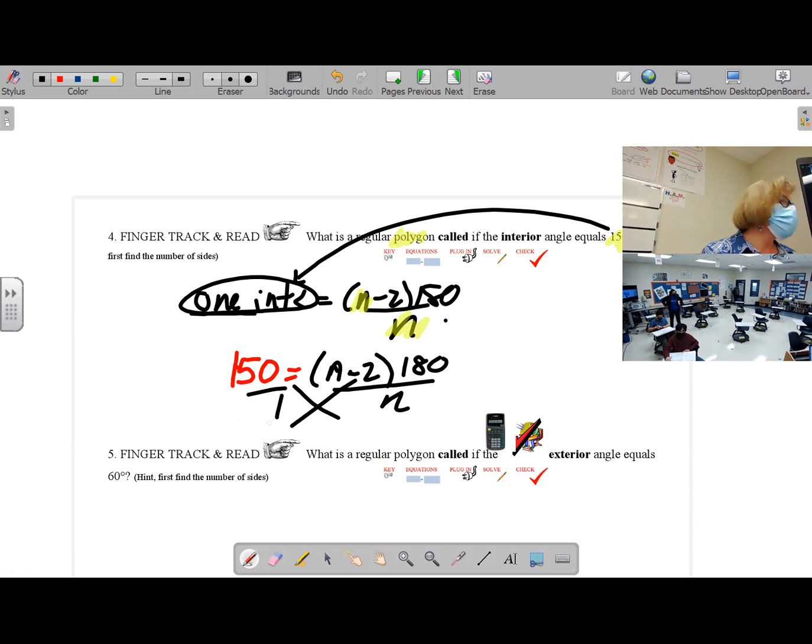And then you cross multiply. Right. And so what's your next line read? 150n equals n minus 2 times 180. Exactly. And then you distribute the 180 and solve accordingly.